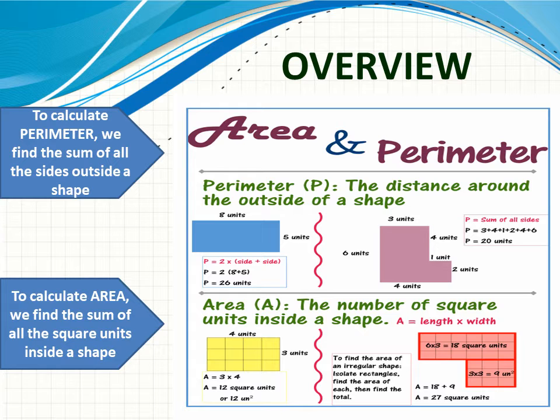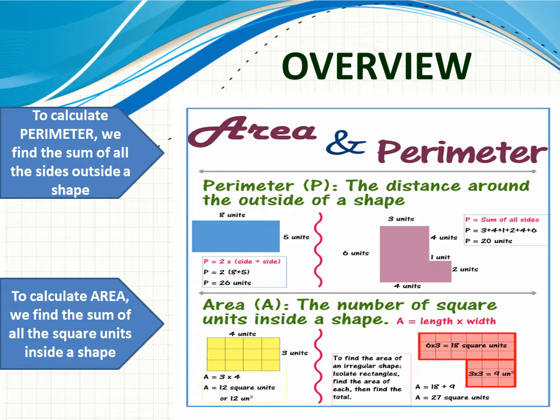So in a case where you are given only two sides, like the blue rectangle we have in the first picture, we have 8 units and 5 units. It's not difficult to note the remaining sides because you know that in a rectangle, opposite sides are the same. So where you have 5 units, the opposite side is also 5 units, and where you have 8 units, the opposite side is equally 8 units.